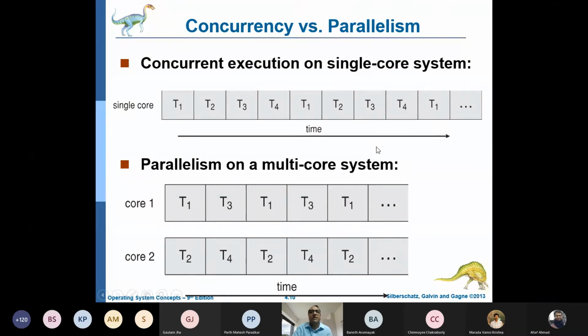Anyway, these are very intuitive, and you can see here the difference between concurrency and parallelism. Here, all the threads are progressing, but they are not executing simultaneously. Whereas here, the threads are progressing, as well as you can schedule multiple threads that can execute parallelly.